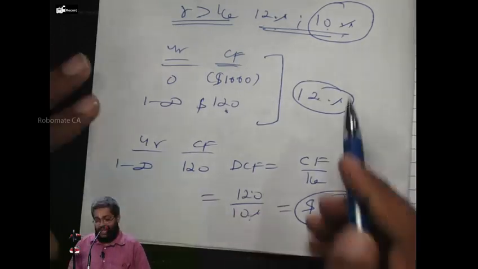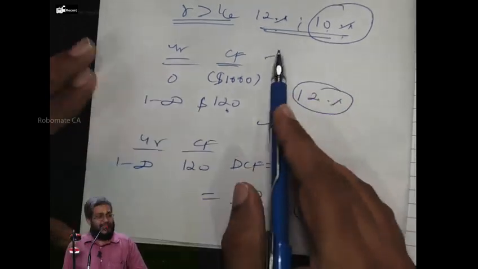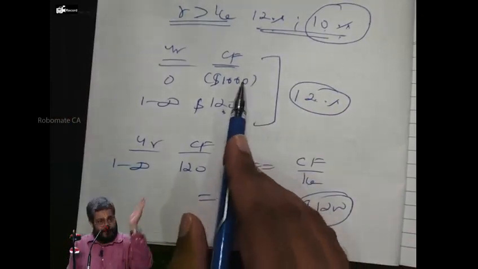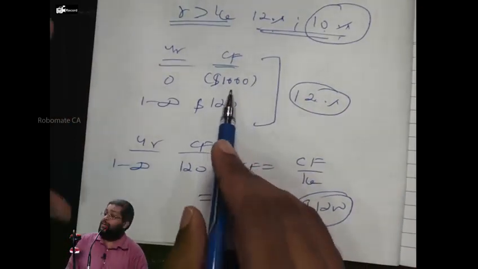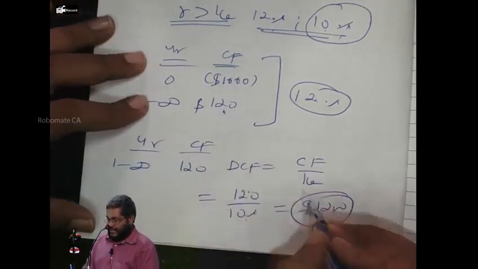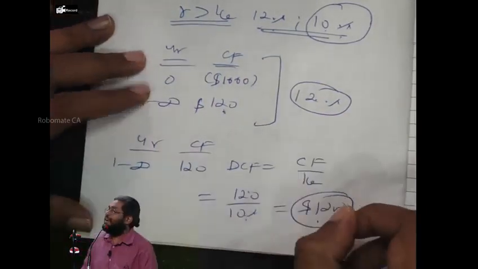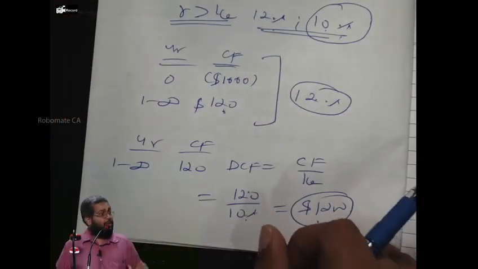Right or not? Same way, I want 10%, but the asset is expected to give me 12%. I'll value the asset at more than the $1,000 I put in. So I say the asset is not worth $1,000. It's worth $1,200. Yes or no?